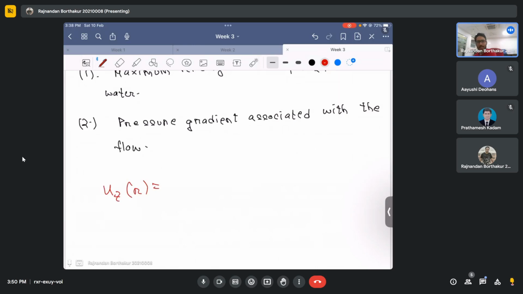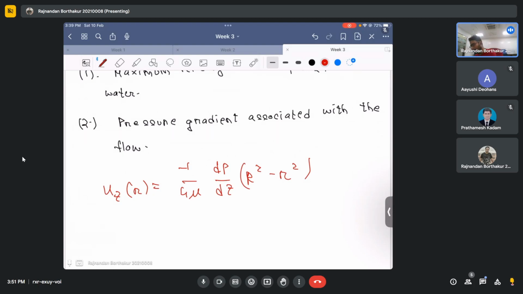So I think you have solved this in your class. The velocity profile basically comes something like this, which is basically 1 by 4 mu dp dz times R square minus r square. So based on your steps only, I'm telling you that the velocity profile is this.